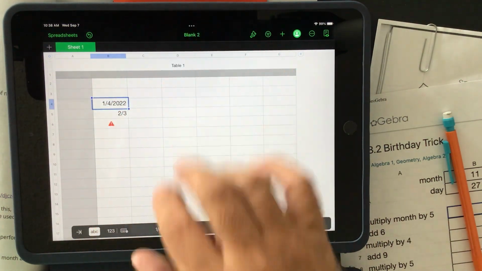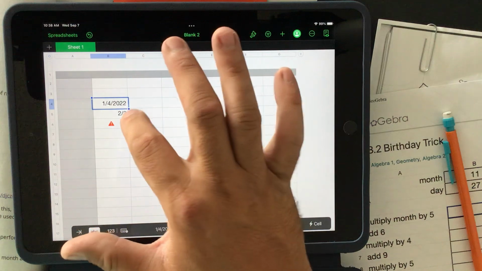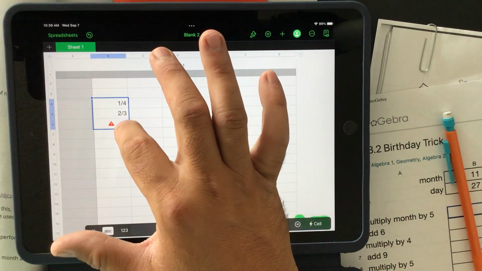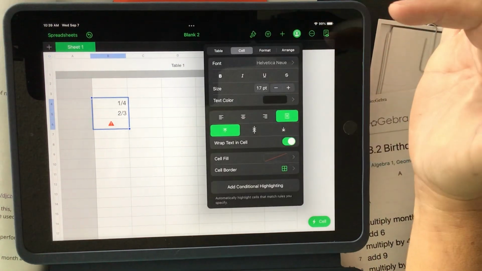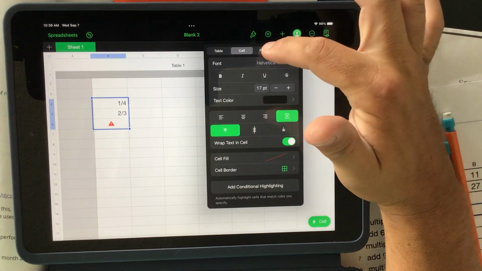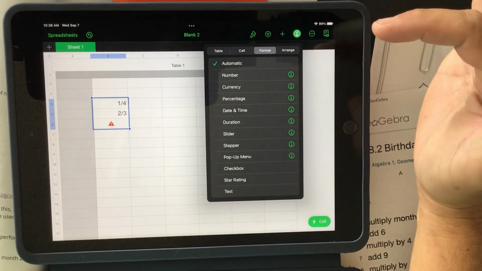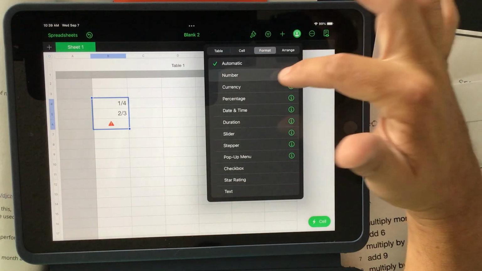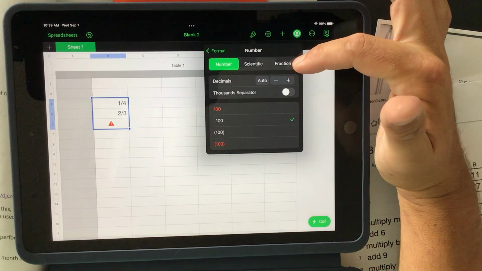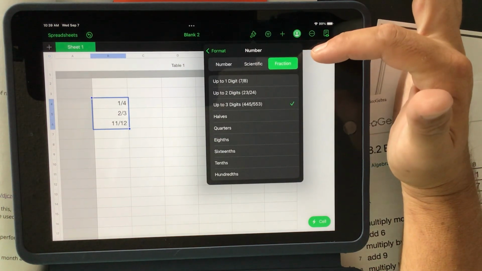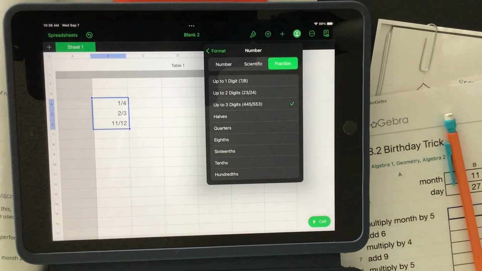So if I click on it, you can see it's a date there. So I'm going to highlight all three. And I'm going to go to the good old paintbrush, and go to Format, Number. And then you can see up here it says Fraction. So I'm going to hit Fraction. And then you'll see that it fixes it for you. 1/4 plus 2/3 is 11 over 12.